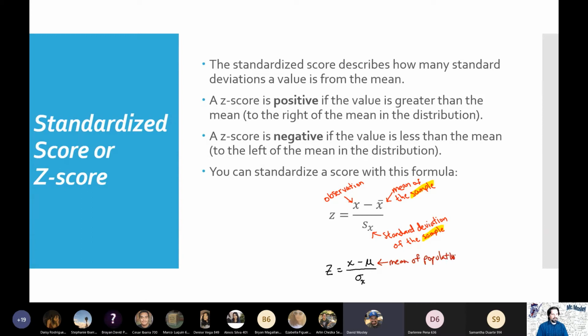Mu is the mean of the population. And sigma is the standard deviation of the population. Other than that, the formula is exactly the same. We do the same operations. It's just the notation changes to show that we're dealing with either the sample or the population.